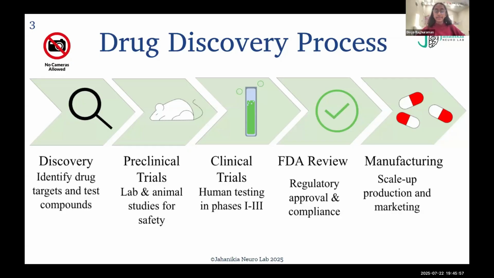In this stage, it is made sure that the compound passes all the FDA rules and compliances. Finally, the product moves on to the manufacturing stage. In this stage, the product is scaled up and the production is marketed.